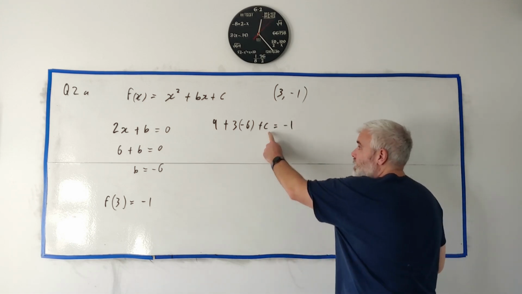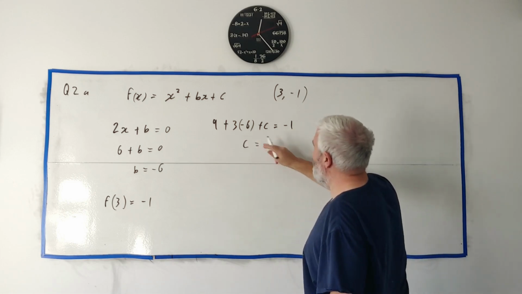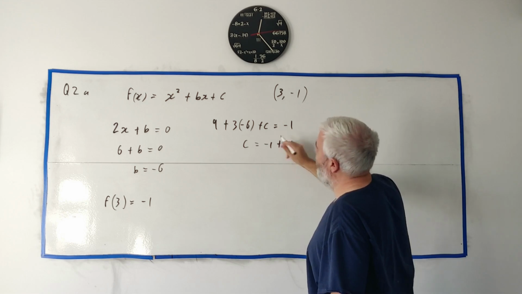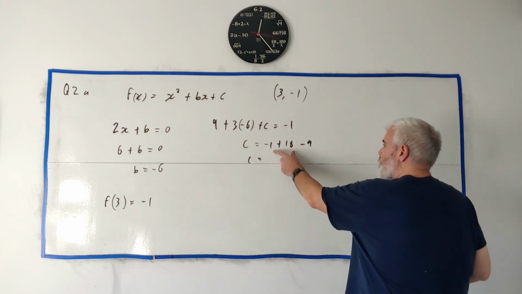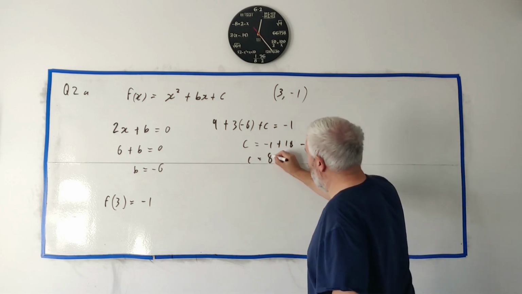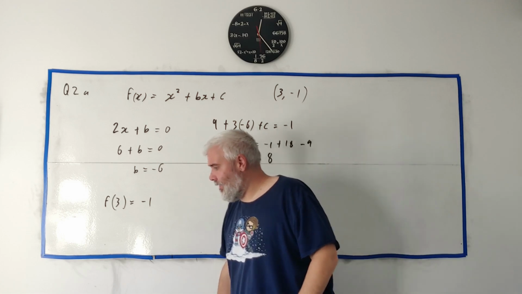We just solve for c. Let's leave c here, we get minus 1 plus 18 minus 9. c is equal to 8. And that's it, that's the answer. b is minus 6 and c is 8.